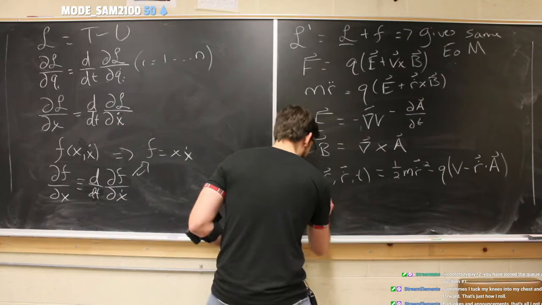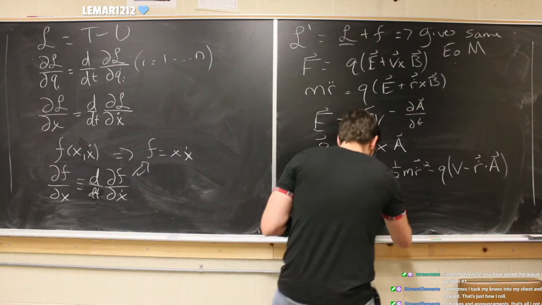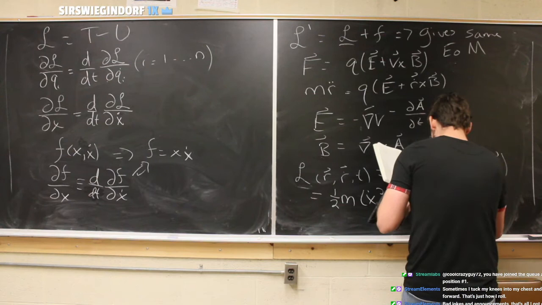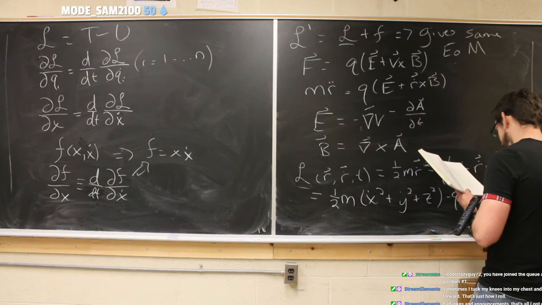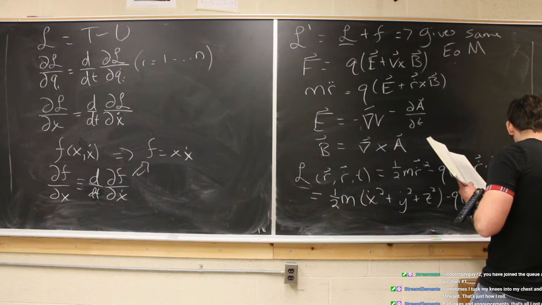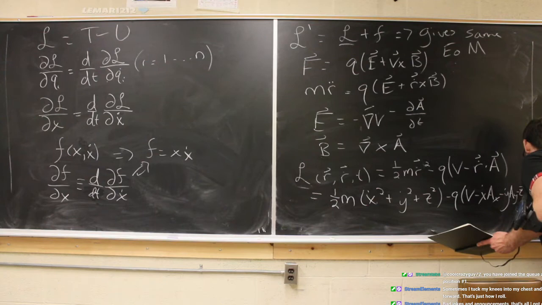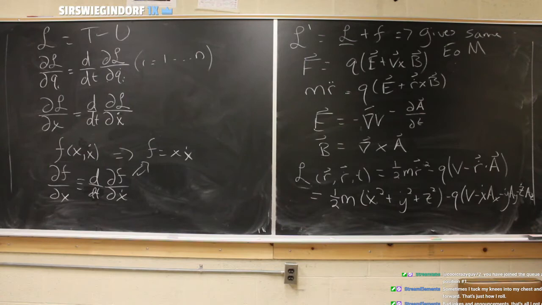So we want to write it out in all of its component goodness. We're going to have 1/2 m times x dot squared plus y dot squared plus z dot squared, minus q times v, minus x dot, a x, the x component of A. And we're just doing the inner product, so y dot a y and z dot a z. Hopefully you guys can see that. Okay, so move that down. Nice, right? Let's look at the Euler-Lagrange equations for one of these.